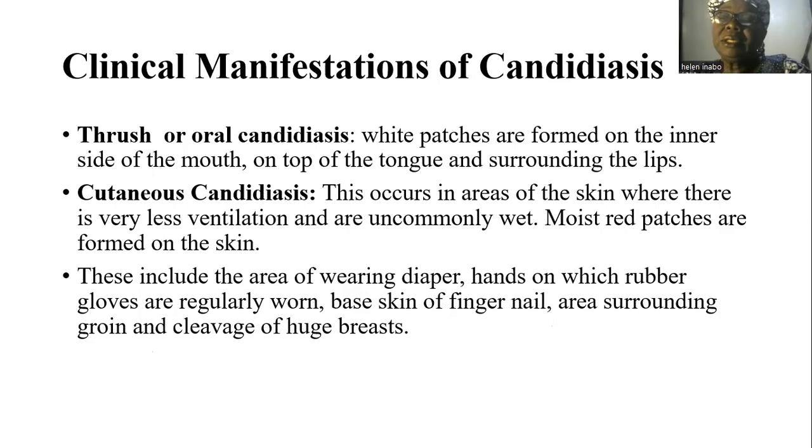Cutaneous candidiasis occurs in areas of the skin where there is very little ventilation and which are uncommonly wet. Moist red patches are formed on the skin. These anatomic sites include the area of wearing a diaper, hands on which rubber gloves are regularly worn, base skin of the fingernail, area surrounding the groin, and cleavage of huge breasts.